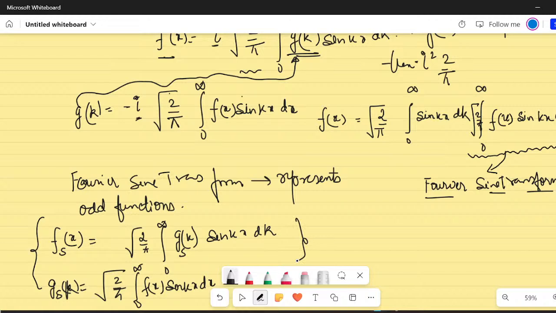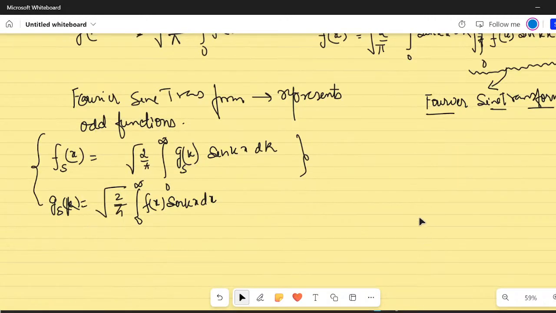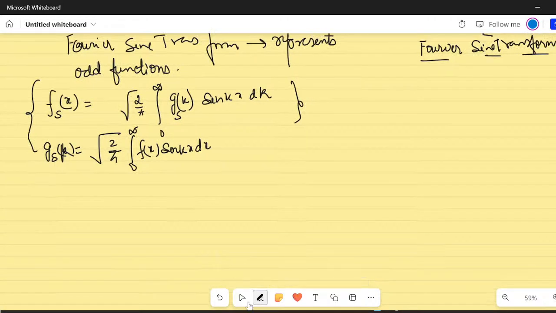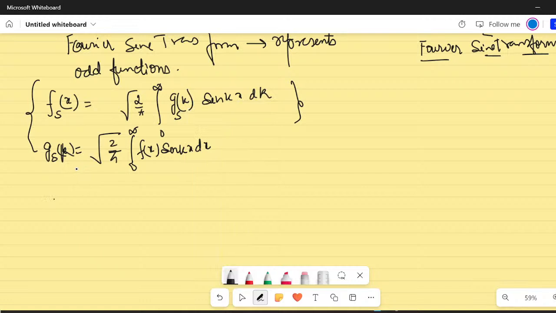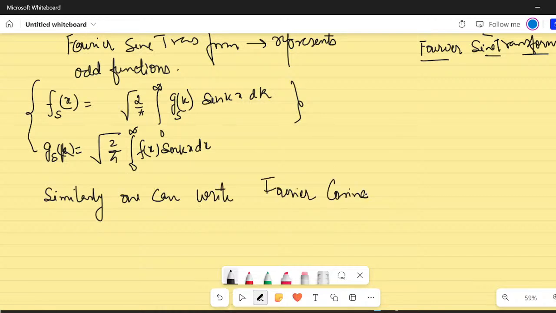Similarly, if you want to formulate the theory for the even function, instead of sine transforms, you will get cosine transforms. So I'm directly writing it there, I'm not deriving it as such. Also remember that if f of x is an odd function, then the Fourier transform will also be an odd function. This is something that I've already derived. Similarly, one can write Fourier cosine transforms as well. And what are those?